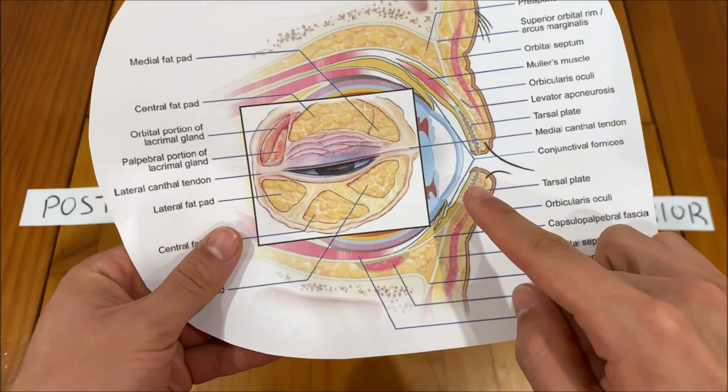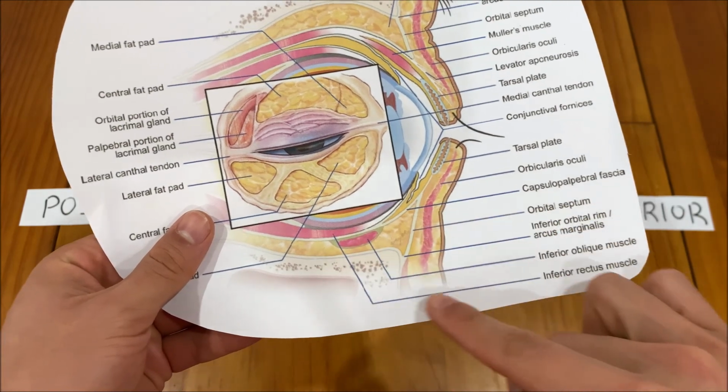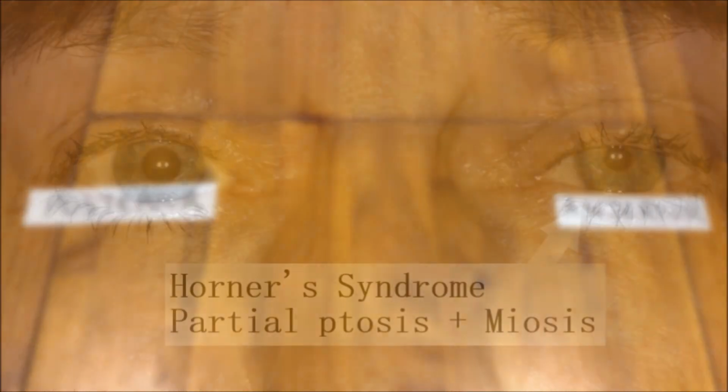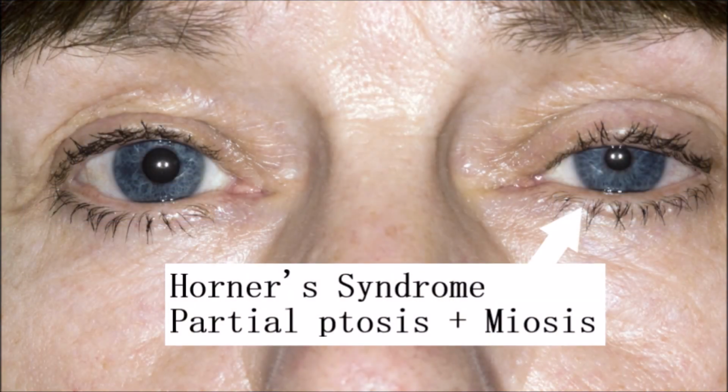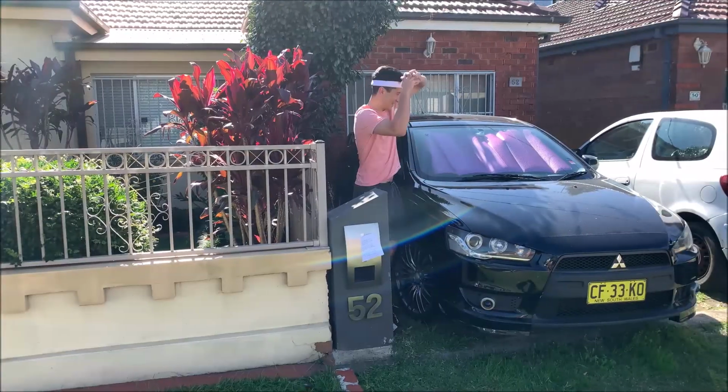The lower lid has the inferior tarsal muscle and the capsulopalpebral fascia connected to the sheaths of inferior rectus and inferior oblique. A lesion of the sympathetic fibers can lead to a partial ptosis, which is one of the clinical features of Horner's syndrome. In terms of function, blinking can be likened to a car windshield wiper.